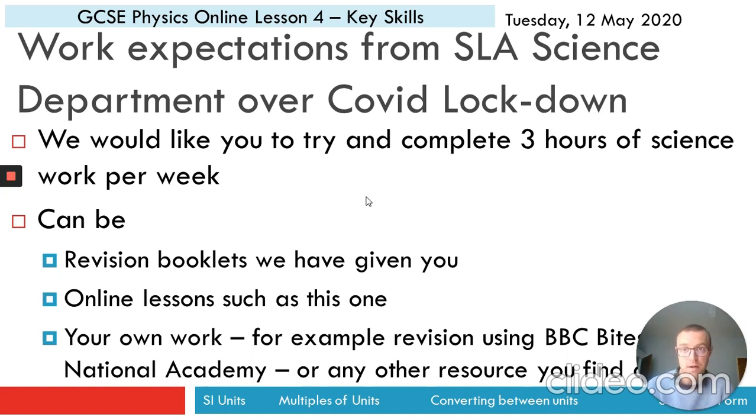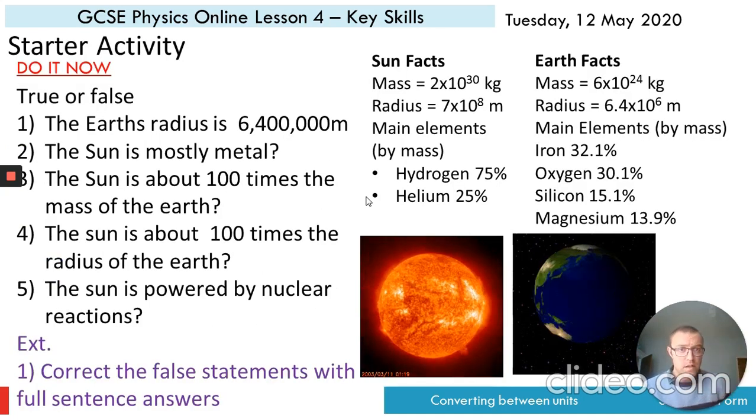That can be either the revision booklets that we sent home with you, or the online lessons such as this one. There's a physics, biology and a chemistry one come out each week, so if you do those 3 lessons, then that will be your 3 hours for the week. Don't forget to do the exit ticket at the end and submit it on shobi.com to get some feedback for your work. You can also do your own work, for example, revision using BBC Bitesize or Oak National Academy, or any other resource that you find. Okay, let's get stuck in.